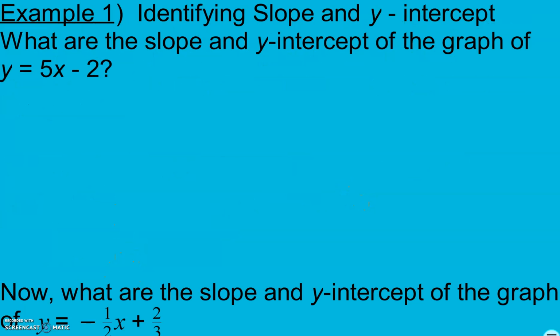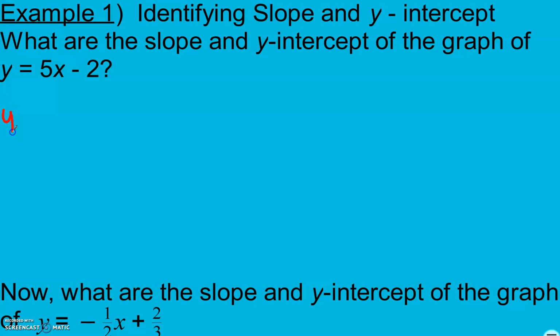Example 1 is identifying slope and y-intercept. We want to know what are the slope and y-intercept of the graph of our function here. Well, it's in slope-intercept form. It's a linear function, x is to the first power, and it's y equals. So as long as it's y equals mx plus b, we have it in slope-intercept form.